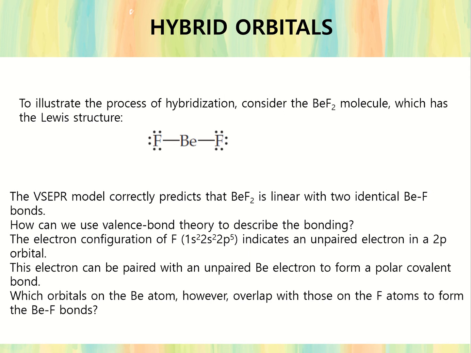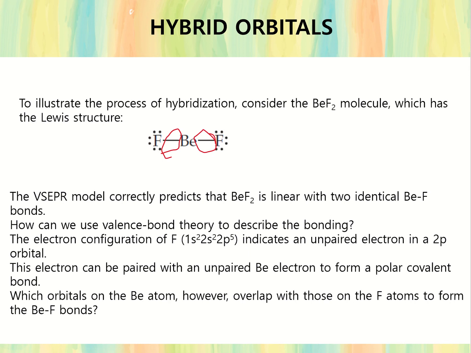We have gone through already how to draw the Lewis structure. Based on this Lewis structure, we have 2 electron domains. And based on the VSEPR model, if we have 2 electron domains, it means that the molecule is linear. We have 2 identical bonds there.